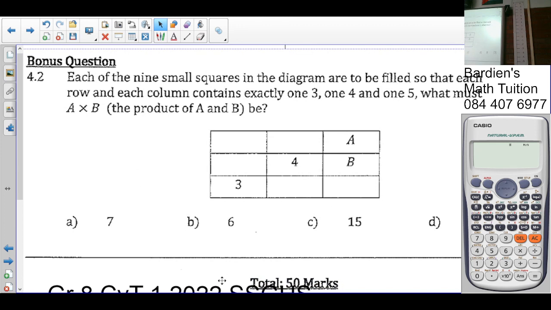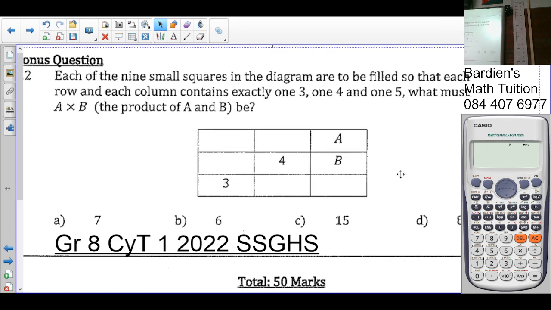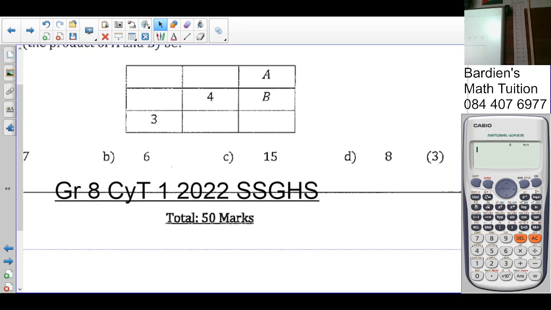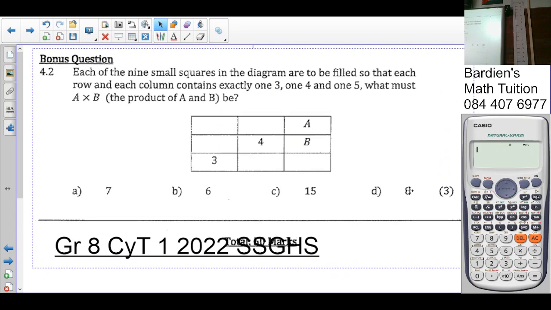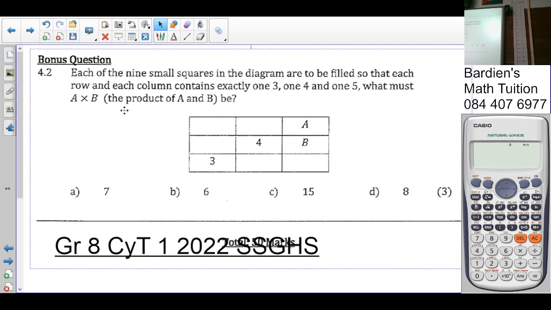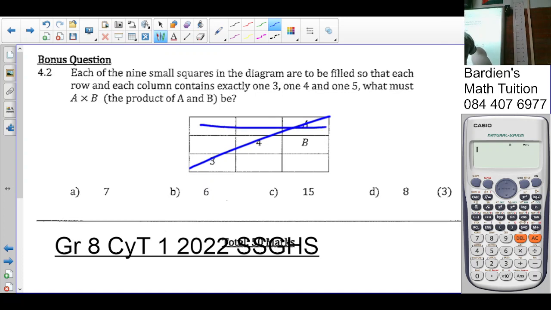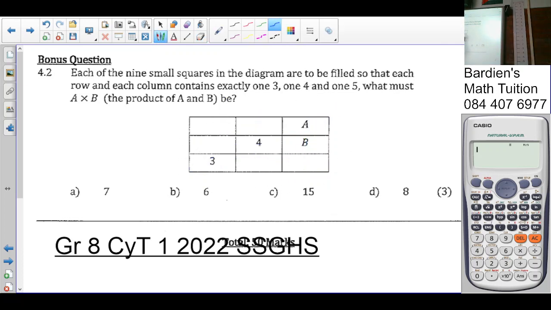Each of the 9 small squares in the diagram are to be filled so that each row and each column contains exactly 3, 4, and 5. What must A times B, the product of A and B, be? So if in one row you go this way, there must be 3, 4, 5, 3, 4, 5, and so on. You guys get that here? Right. So, what must A be?